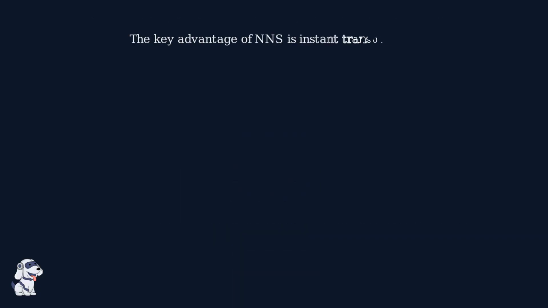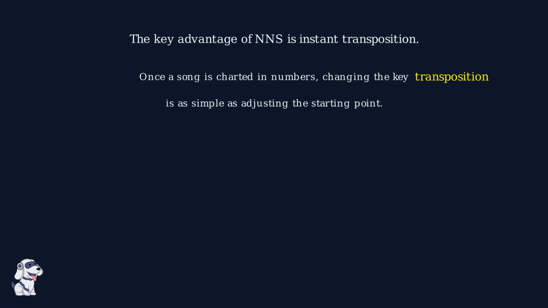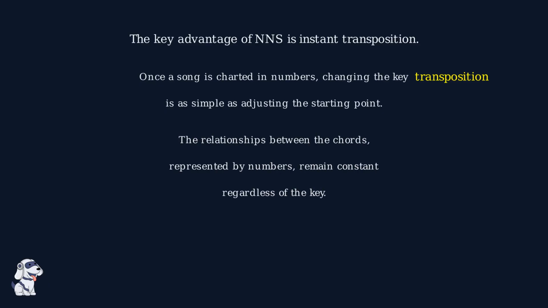The key advantage of the Nashville Number System is instant transposition. Once a song is charted using numbers, changing the key requires no rewriting of the chart. Simply adjust the starting point, and the entire chart transposes automatically. This efficiency is crucial for session musicians and worship leaders who need to adapt quickly. The relationships between chords, represented by their numbers, remain constant regardless of the key. This functional approach focuses on chord roles within the scale.